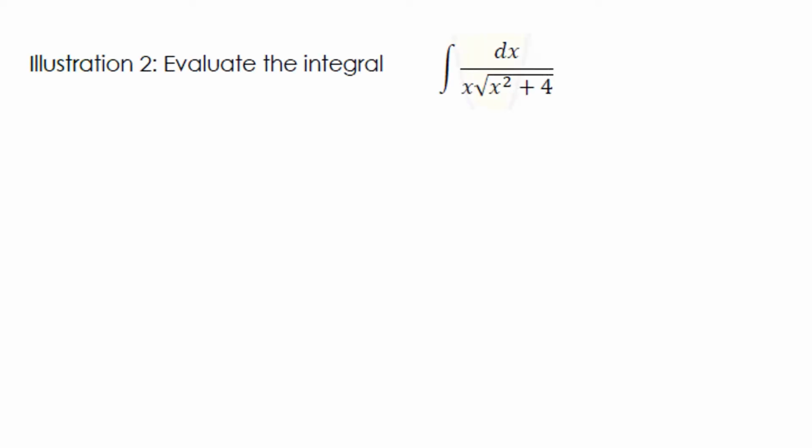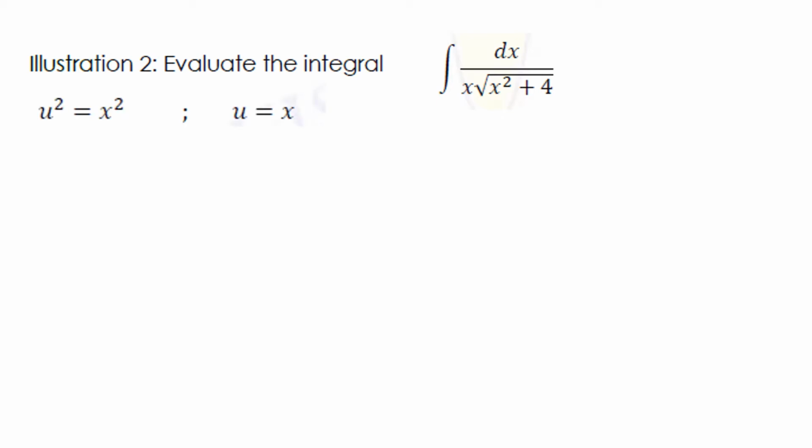Let us integrate the integral of dx all over x times the square root of x squared plus 4. The integrand shows a sum of two squares in the denominator, but it cannot be readily integrated as is. So we have to use a suggested substitution for a sum of two squares, where x is equal to a tangent theta.